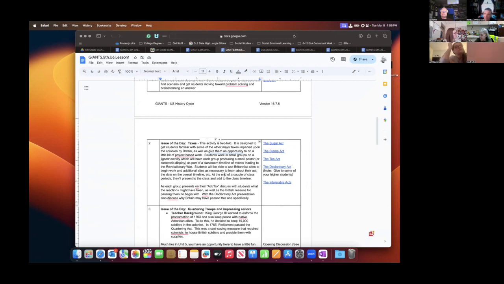As each group presents on their act or tax, discuss with students, have this conversation. What might those reactions have been from the colonists? How might they feel about this?